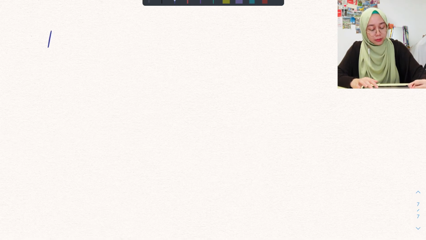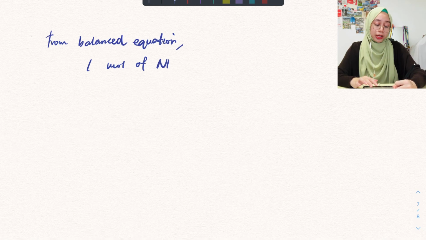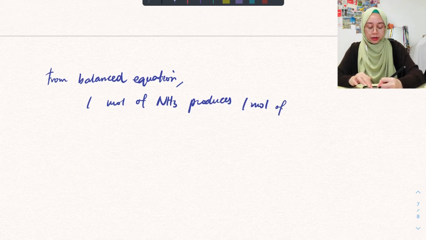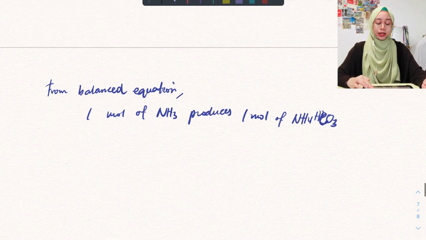So, from the balanced equation, 1 mole of ammonia produces 1 mole of the ammonium bicarbonate. Panjang sangat nama dia. Miss pun susah. Okay. So ni.